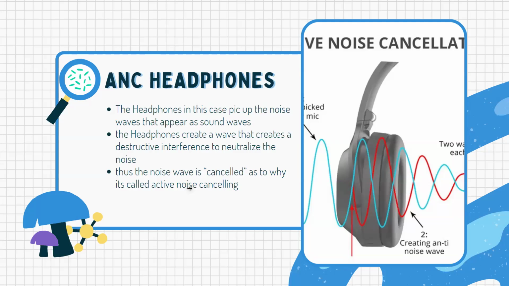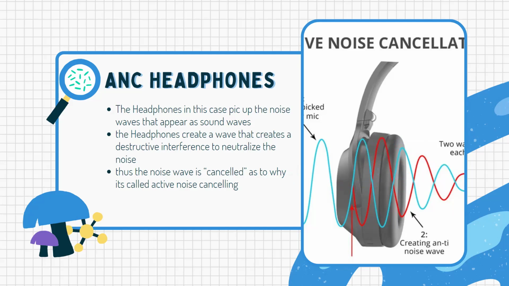Here we have ANC headphones. I touched on it earlier, but basically ANC headphones are a great real-life application of destructive wave interference. So you can see the mic picks up the noise wave, then the headphones can make a counter noise wave of the same frequency to neutralize the noise. Thus, the noise wave is canceled, which is why it's called active noise canceling headphones. And that's why the user can very comfortably use these headphones without hearing anything, because the waves are being countered by an equal frequency wave made by the headphones.